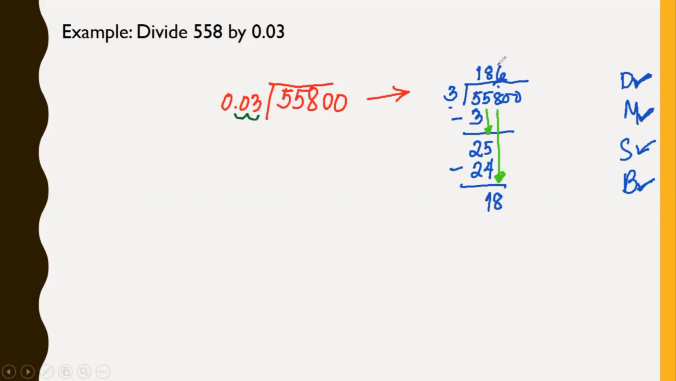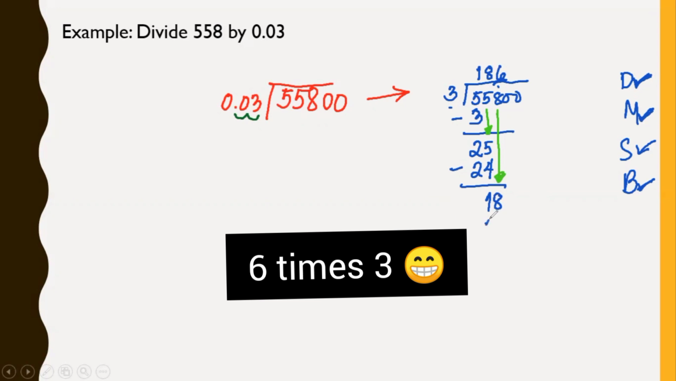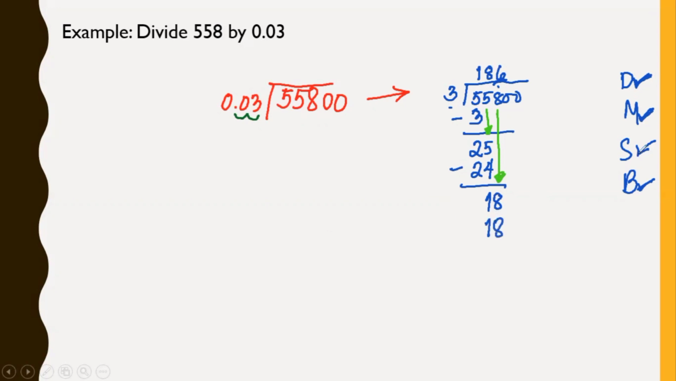Multiply. 6 times 3 is 18. Subtract. 18 minus 18 is 0. And then bring down. So, kung mapapansin nyo, may natira kayong dalawang 0 dito. Instead na i-bring down nyo siya, pwede nyo siyang ilagay sa taas. So, the answer is 18,600.